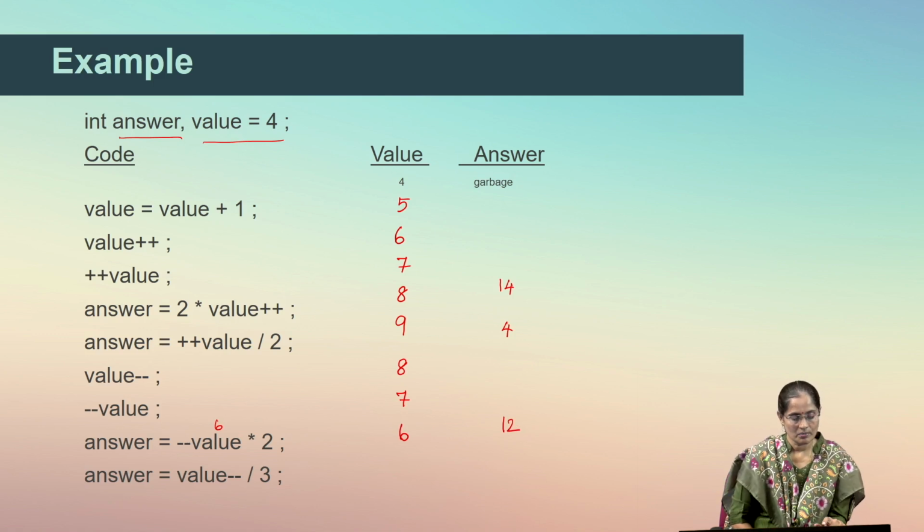Actually, value minus minus here, the value is already 6, it is decremented by 1. So, it becomes 5, it is substituted as 5, and then 5 by 3. 5 divided by 3 will result in the integer value. So, it will be 1. The value was 6, so now after decrementing it becomes 5. So, this is the way an increment or decrement operation can be applied if it is in an expression.